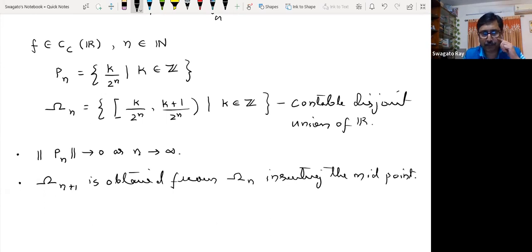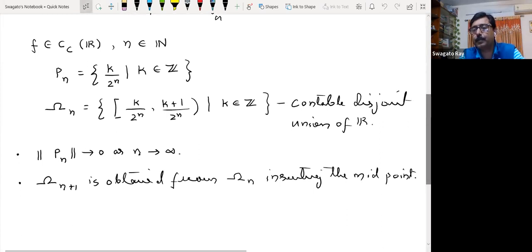I start with a fixed interval, let us say omega 1. That is the first generation of partition of the whole real line. The next generation means inserting the midpoints. That gives you omega 2. The third generation is again inserting the midpoints and so on. Okay, so this is my way of refining a partition. This is a very systematic way of doing it.